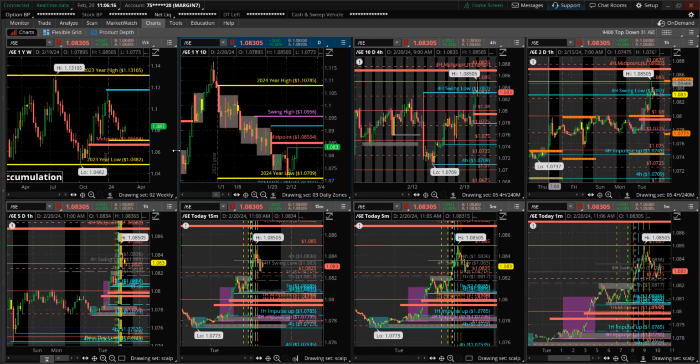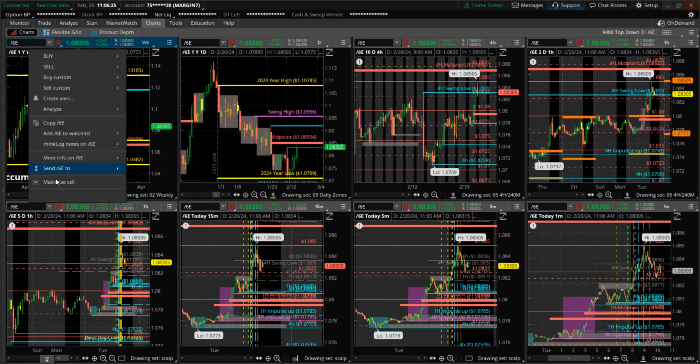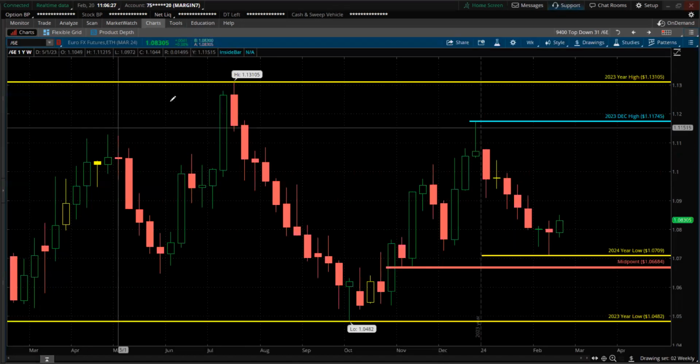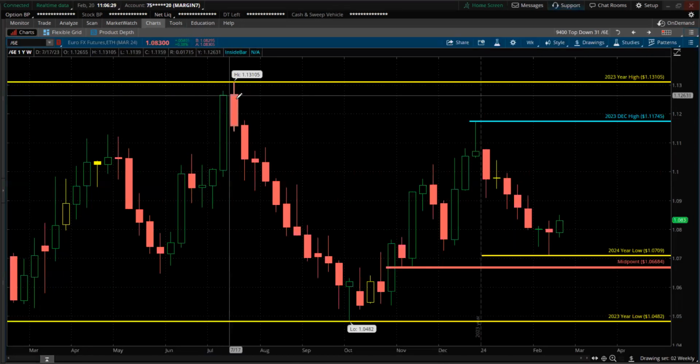We're looking here at the matrix. I have the same financial instrument, but on multiple time frames, top down. Going into the trade, I'm looking at the bigger picture. Here was a weekly.